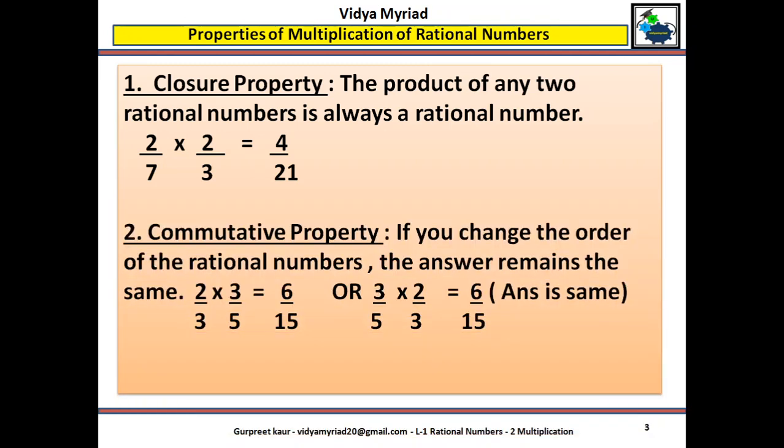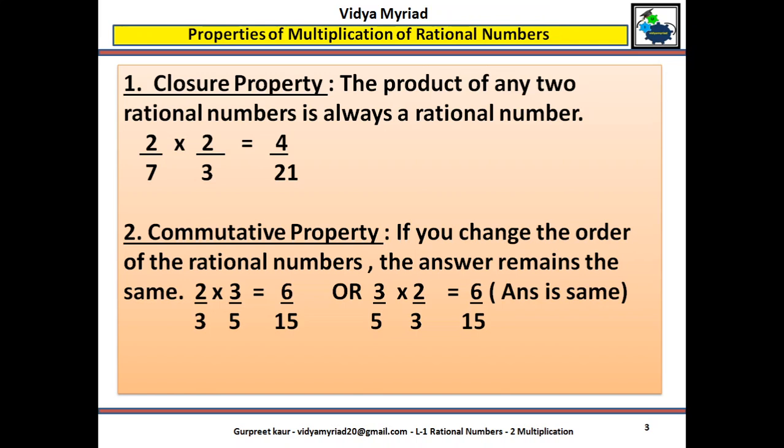Number 2 is the commutative property. In this case, if you change the order of the rational numbers, there will be no change in the answer, which means your answer will remain the same. For example, if I ask you a simple multiplication table question, 4 multiplied by 6, you will say 24. I change it and say what is 6 multiplied by 4? Then also my answer is 24. So this is the case of whole numbers. When I talk about rational numbers, the same rule applies here also.